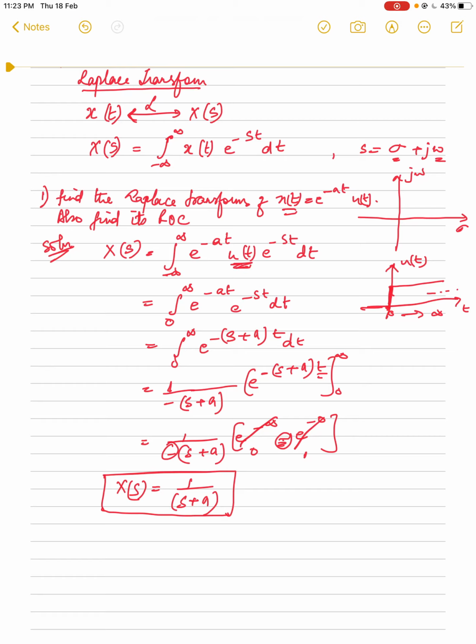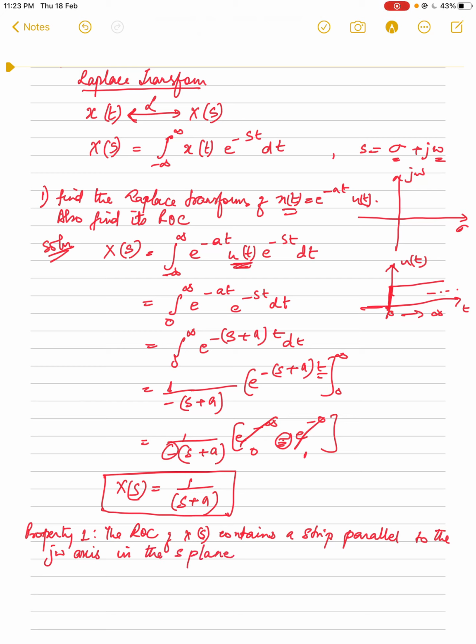Now what about the ROC? Property number 1 of ROC says that the ROC of x of s contains a strip parallel to the j omega axis in the S plane. So what does it mean actually?